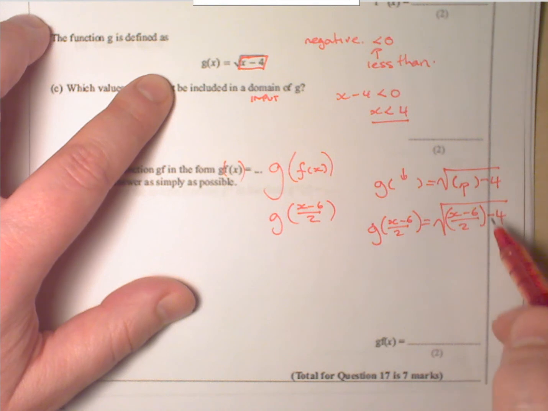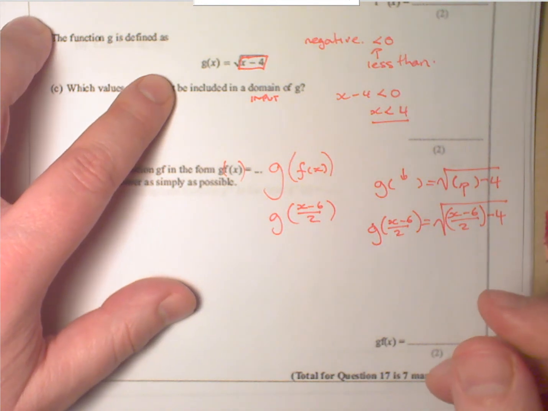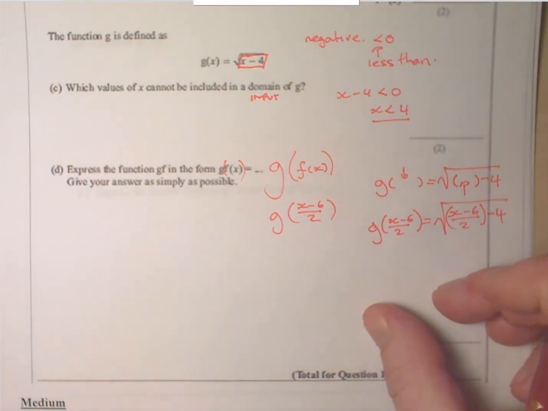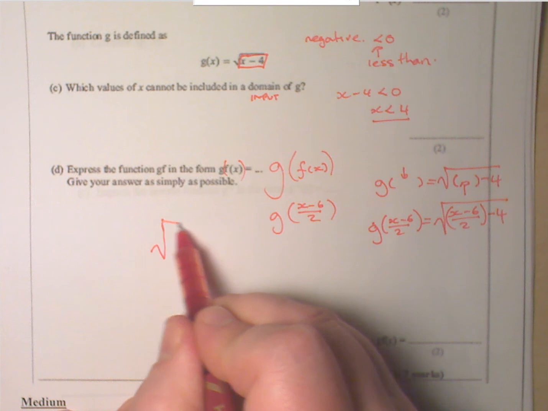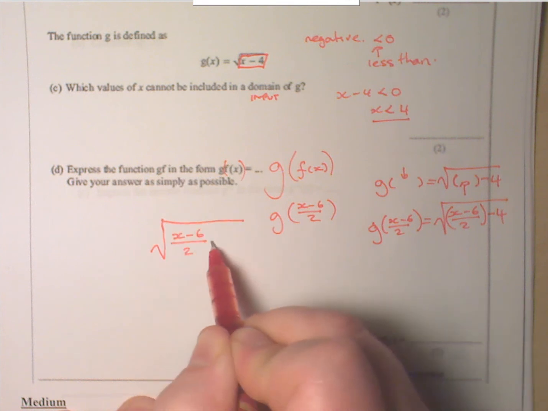It's important to remember though that the first 3 parts of the question are quite straightforward, and I would say level 7. This is definitely level 8 or 9. So my job here, for very few marks, is to do some major hard work. x minus 6 over 2 minus 4.